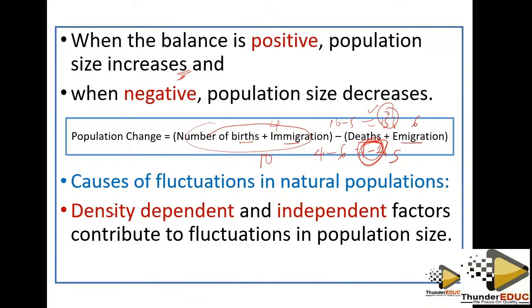If you're saying that this is density dependent, it means that it depends on how many individuals are there in that area. And density independent means it doesn't matter how many individuals, even if it's one, it is going to act the same way as when there are 100 individuals there. So we call them density independent factors. We're going to look at them in more detail so that we can understand those factors better.